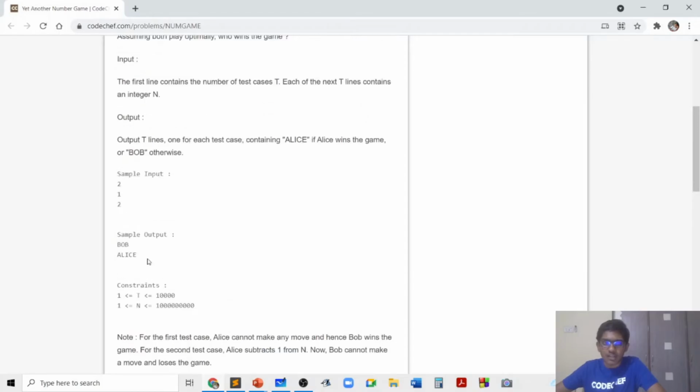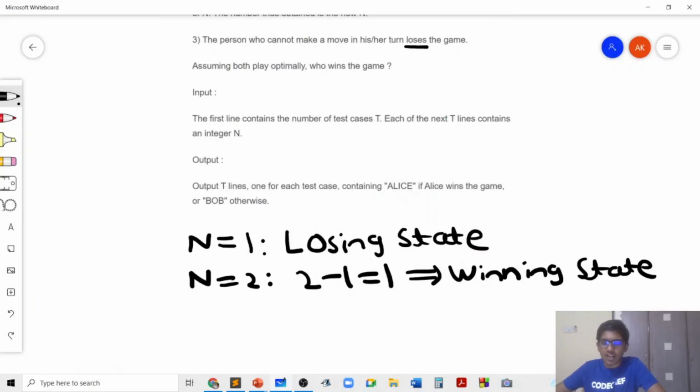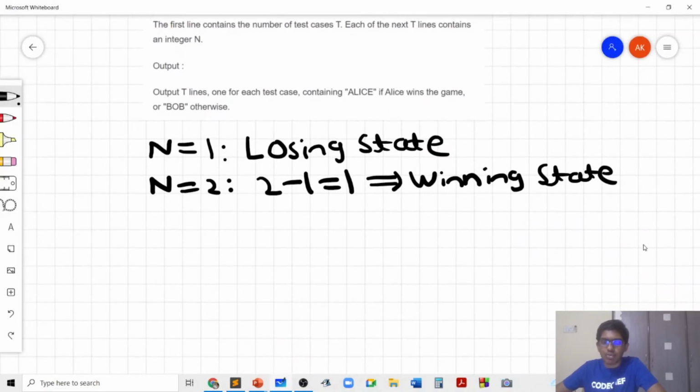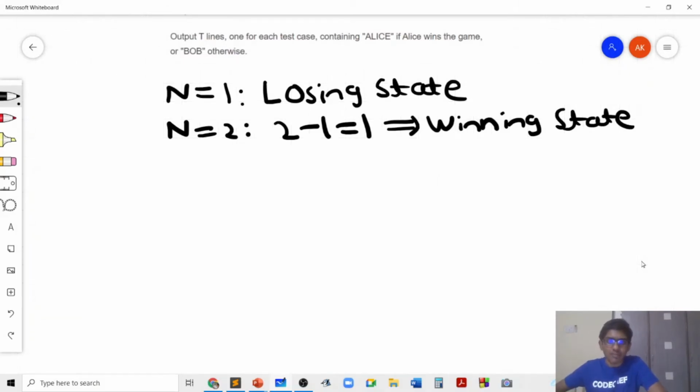Notice that the value of n can be up to 10 to the power of 9, and there can be up to 10 to the power of 4 test cases. That's why we actually need an O(log n) solution per test case or an O(1) solution per test case. That suggests there should be a clear pattern in the losing states and the winning states. So let's try to develop that pattern by looking at some more examples.